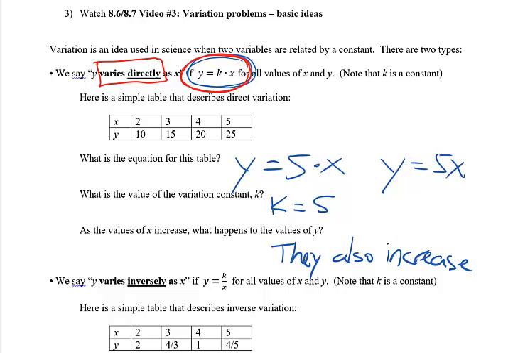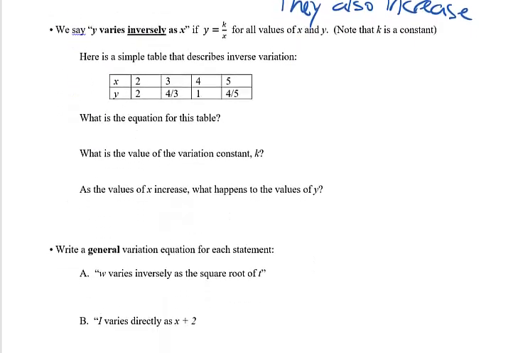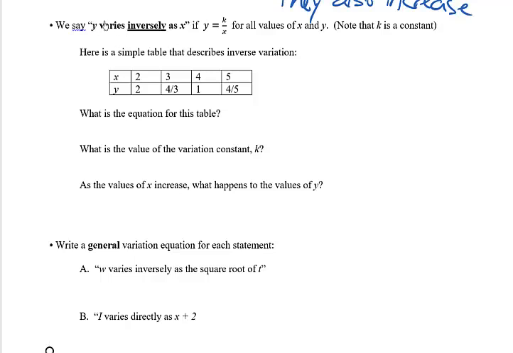Well, there's a second kind of variation that's explained here, and that's called inverse variation. Let's take a look at the definition. We say y varies inversely as x if instead of each y being a constant times the x values like it was before, now each y is some constant divided by each x value for all the values of x and y in that particular problem. Again, k is some fixed constant.